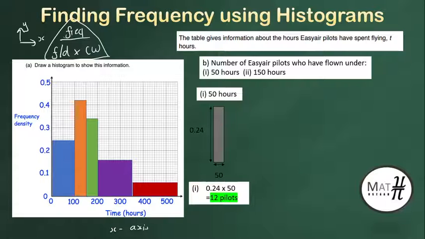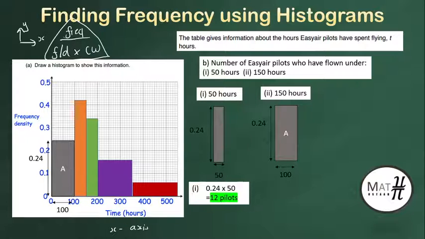As for the next question, it asked us for 150 hours. How many pilots flew under 150 hours? We have to take into consideration all the area that the graph covers under 150 hours. I named the first bar rectangle A, and that's 100 by 0.24. We can put that out here to have a closer look. Then we have another rectangular shape, which I called shape B, that has a dimension of 50 hours by 0.42 frequency density. We can put that out there.